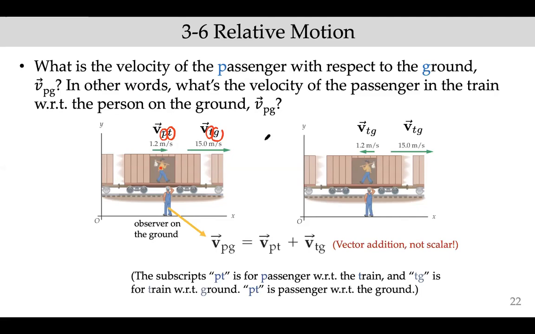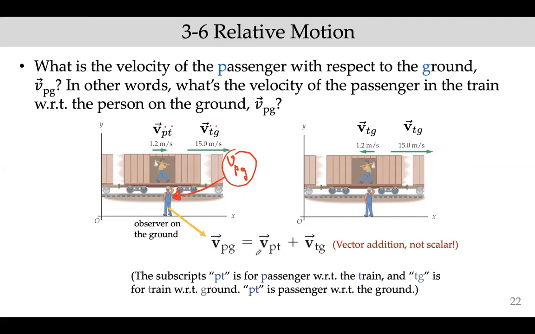Okay, now the question is, what is the velocity of the passenger with respect to the ground? We talked about the velocity of the passenger with respect to the train, and we talked about the velocity of the train with respect to the ground. But the question here is the velocity of the passenger, not with respect to the train, but with respect to the ground. That velocity will be the velocity this observer on the ground will be observing.